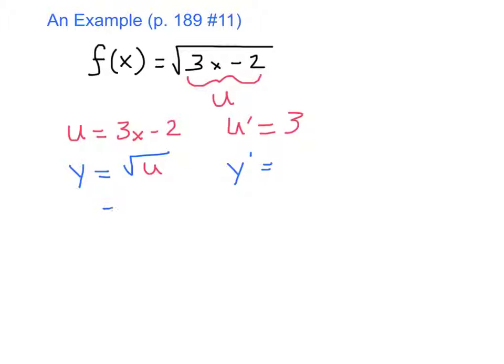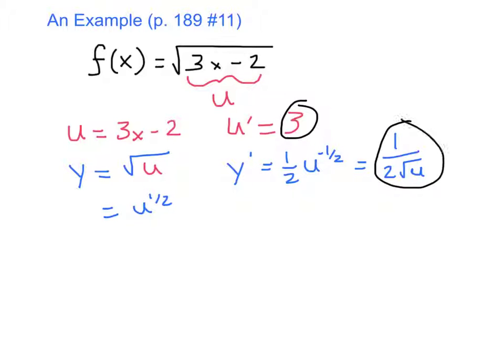Now, it may help us if we write this with an exponent, right? u to the 1/2. The derivative is 1/2 u to the negative 1/2. And then that simplifies, I guess if you want to call it that, to 1 over 2 square root of u. Now we have these two derivatives, the 3 and the 1 over the 2 square root of u. And then the chain rule says we need to multiply these together.